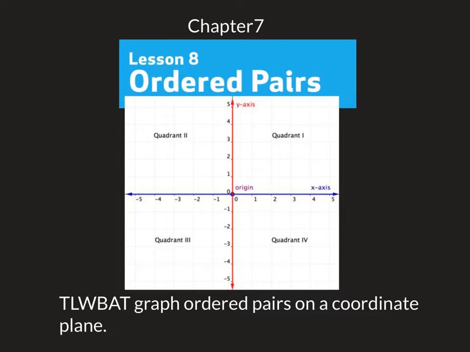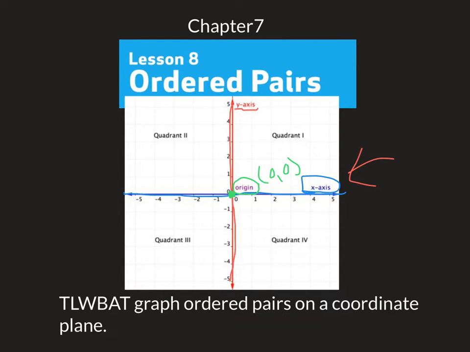We're talking about ordered pairs today. I just wanted to include a little diagram here. I would like you to copy this into your notes. The line that's going up and down, this one right here, is called the y-axis. The line that goes left to right is called the x-axis. The point where they intersect right here is the origin, and that ordered pair would be 0, 0.